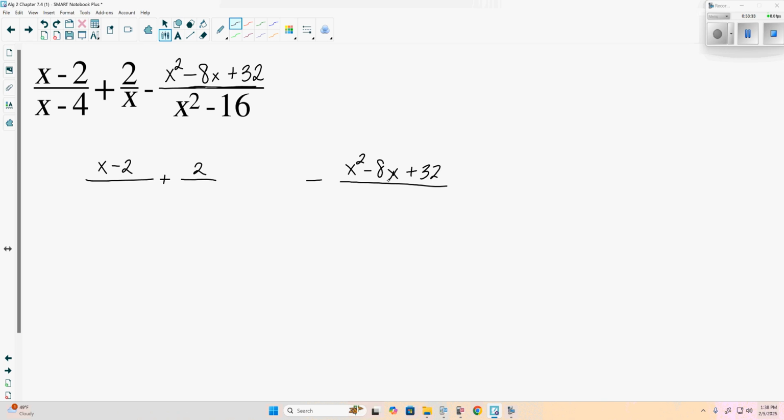x minus 4 is as simple as it gets. x, can't simplify it any further. x squared minus 16 will factor to x plus 4 and x minus 4.